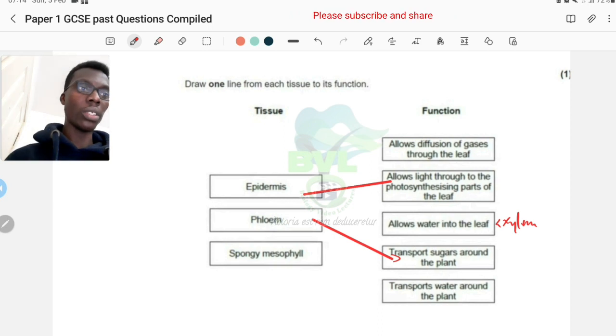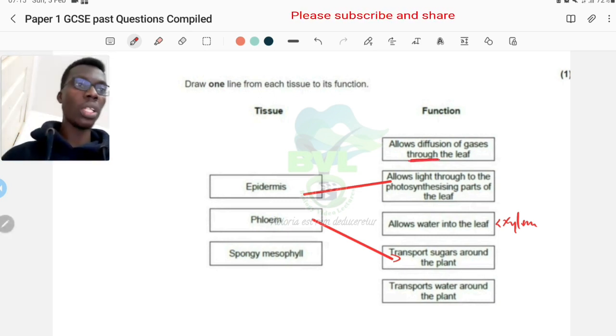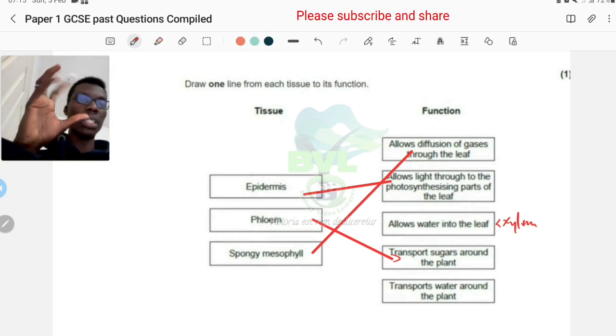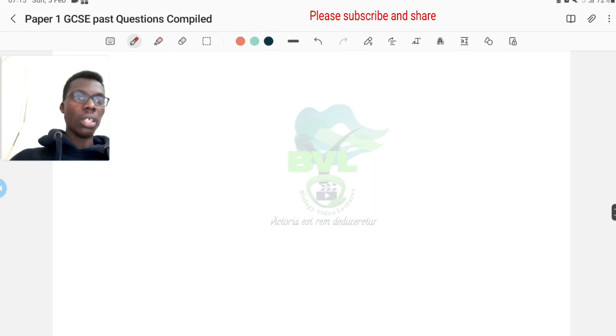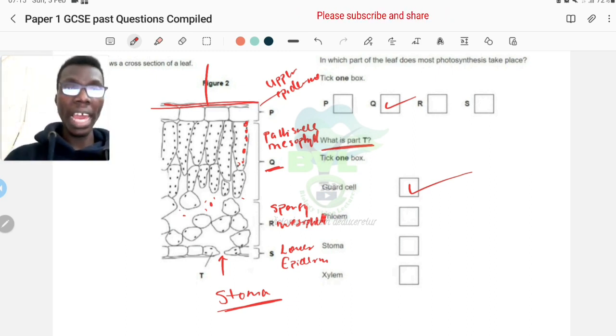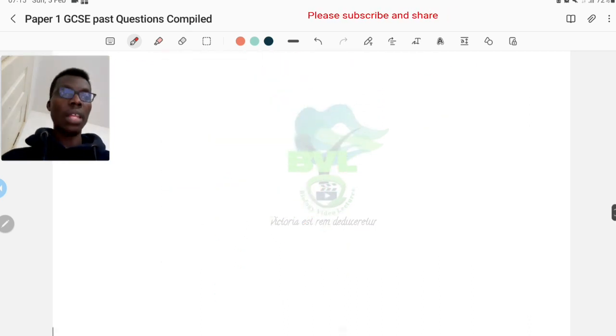Then spongy mesophyll allows diffusion of gas through leaves. I was thinking that if it is into, but it says through. If you remember the diagram in part 1, where I showed you, let me go back there real quick. This spongy mesophyll, this one. So it allows air. In fact, we call this air space. Air spaces, that's what we call it really. So that makes it that way.